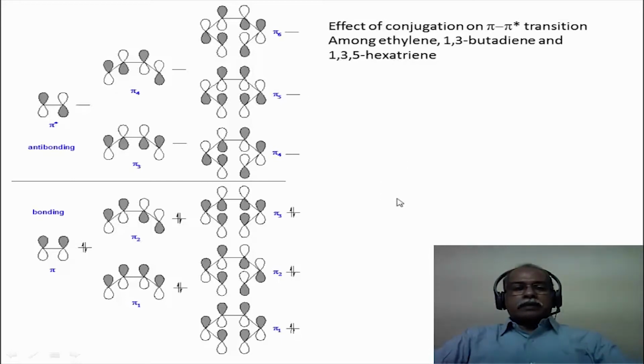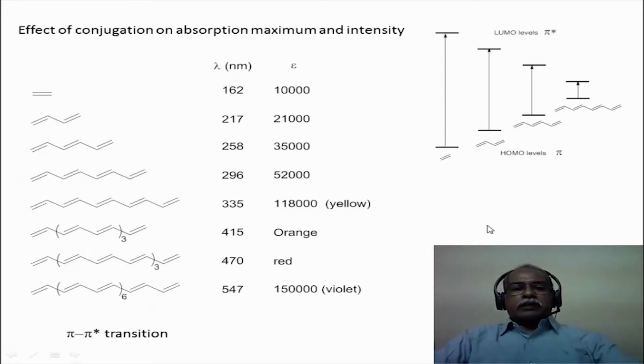What is important is that the transition pi to pi star in this particular case corresponds to this particular energy gap, which is a very high energy gap. As you go up in the series of homologues from butadiene to hexatriene, you can see that the pi to pi star energy gap is now much lower, and it gets even further reduced with increasing conjugation. And this effect is what is felt in the conjugated dienes, trienes, tetraenes and so on. The data illustrates that as you increase the conjugation by increasing the number of double bonds, the transition energy decreases. In other words, the wavelength increases quite considerably.